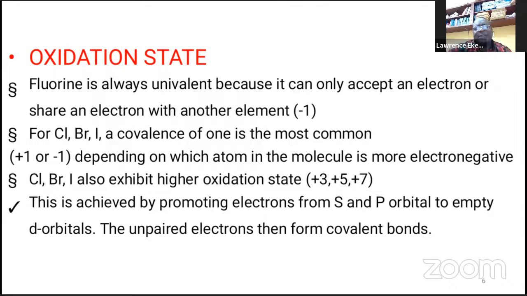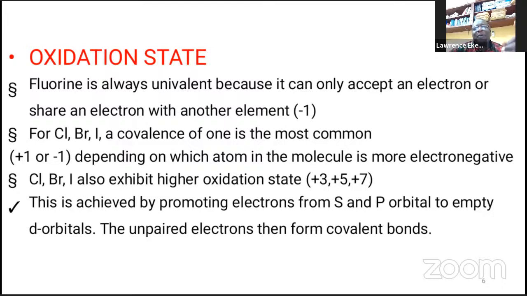So let's look at the oxidation states of these halogens. Remember, as a recap, we have said that the halogen elements of group 17 have 7 valence electrons, and so they require only 1 electron to form a full octet. This is the reason why most of the halogen family exhibit a univalent ion. In other words, they exhibit an oxidation state of -1 in most cases.